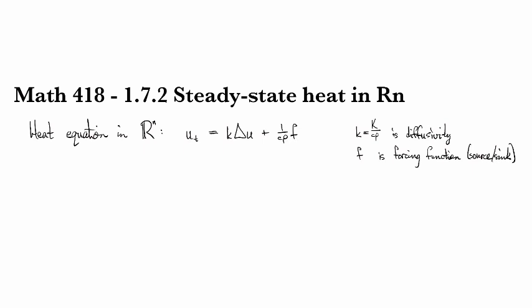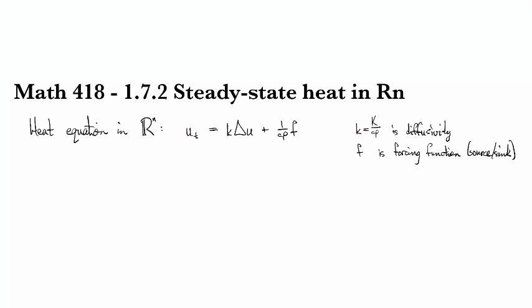So in the last video, we saw that the heat equation in Rn is given by u_t equal to k times the Laplacian of u plus 1 over c rho f, where little k is capital K over c rho, and that's our diffusivity, and f is our forcing function. So that would give data about sources and sinks.